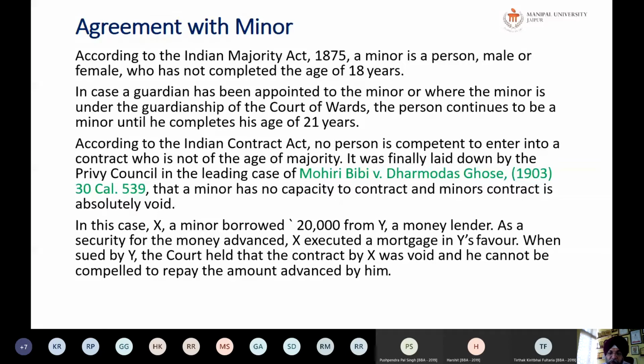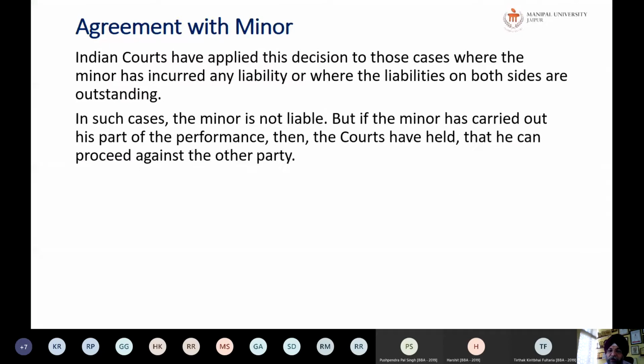It was decided that the contract will be void because it has been between a major and a minor, and the minor will have the advantage of the same, right? So Indian courts have applied this decision to those cases where the minor has incurred a liability, or where the liabilities on both sides are outstanding. In such cases the minor is not liable, but if the minor has carried out his part of the performance, then courts have held that he can proceed against the other party.